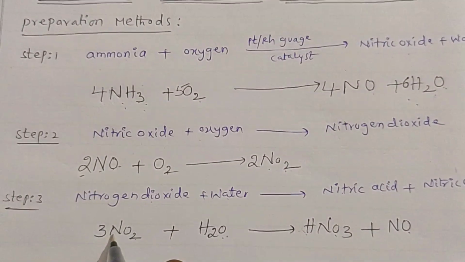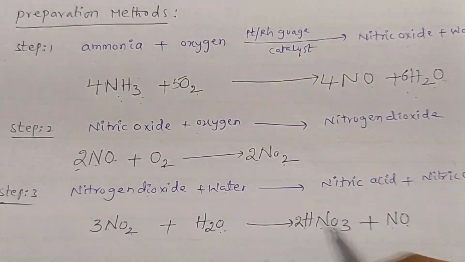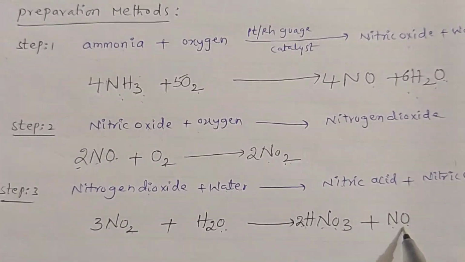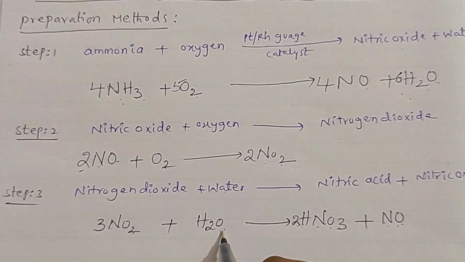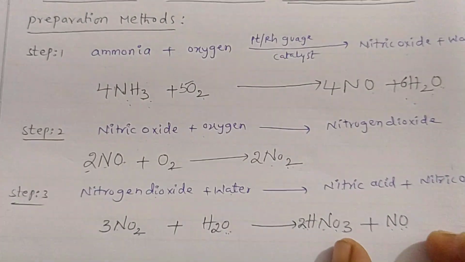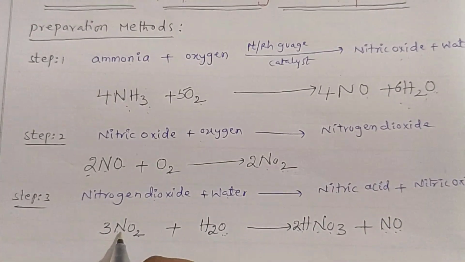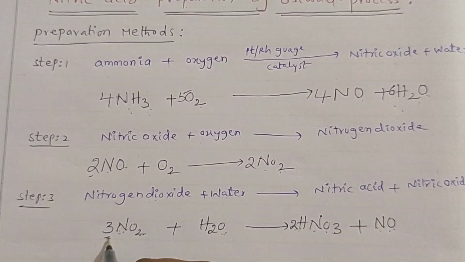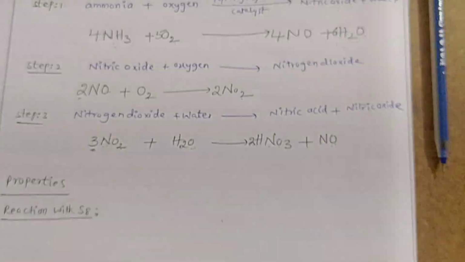how many nitrogen atoms? 3 nitrogen atoms, here 1 and here 1, 2. If you put 2 here, 2 nitrogen plus 1, 3 nitrogen atoms. 2 threes is 6 oxygen, here only 1 plus, total 7 oxygen. 3 twos is 6 plus 1, 7 oxygen atoms are balanced. For this reaction, the trick is 3 atoms in the nitrogen dioxide, that's why we took 3 as coefficient.